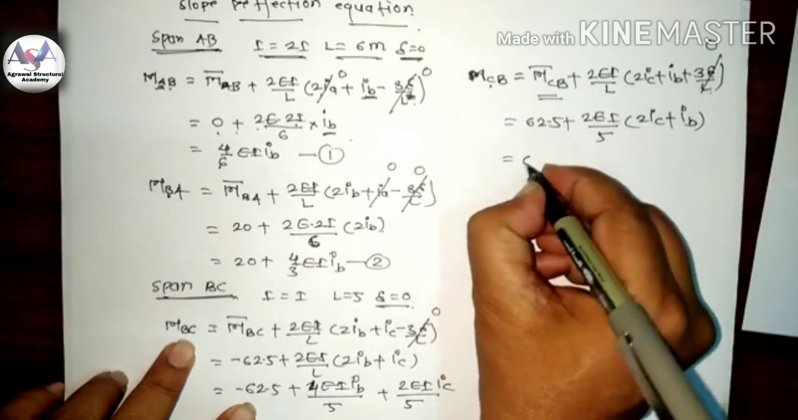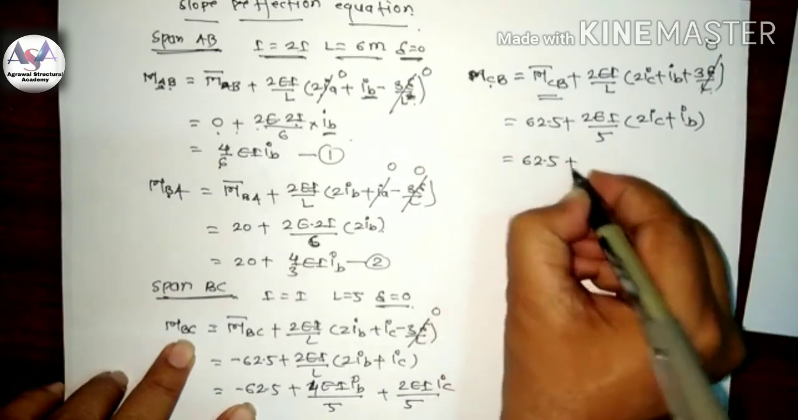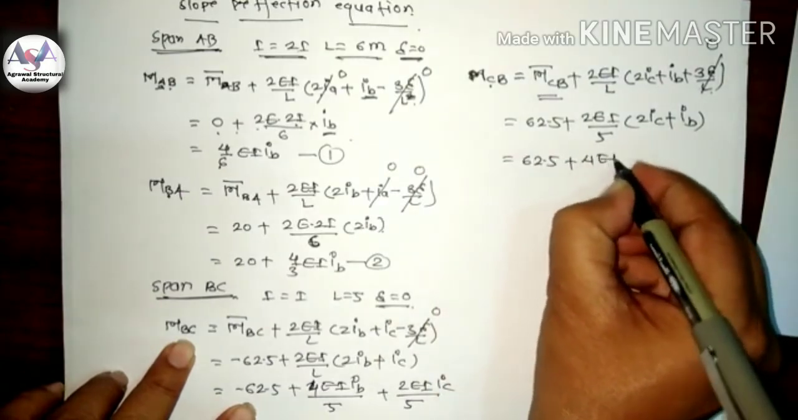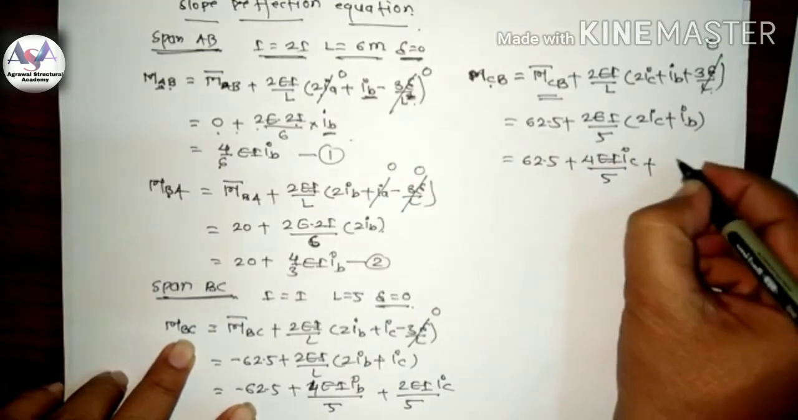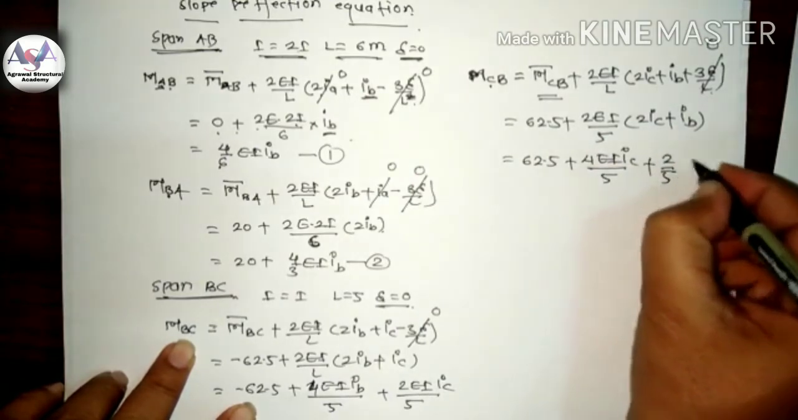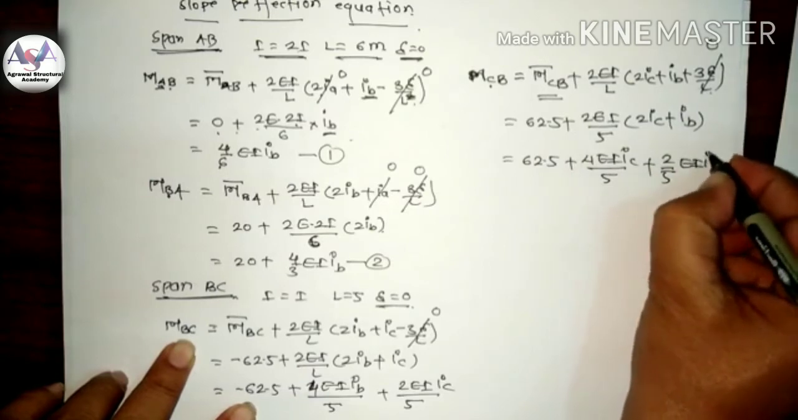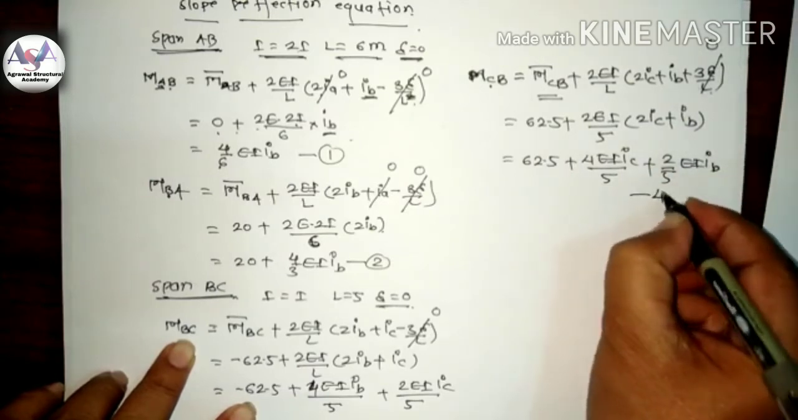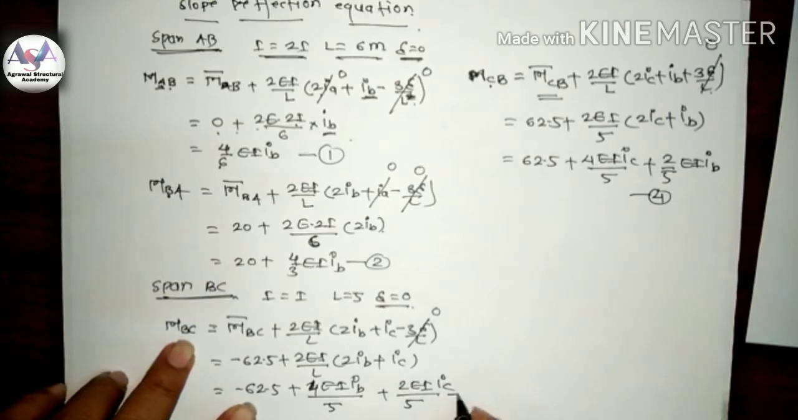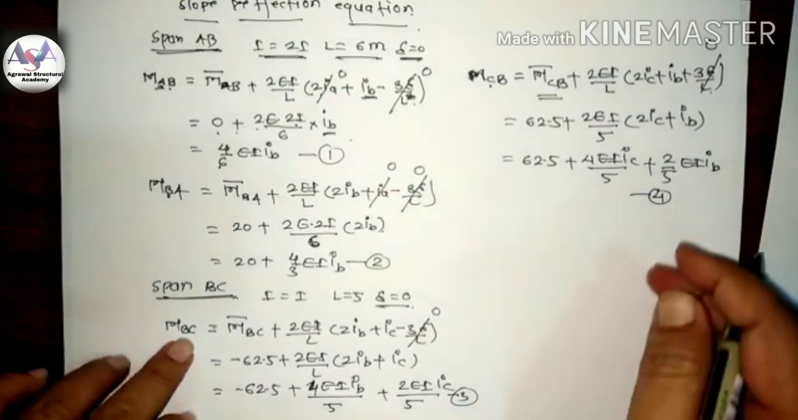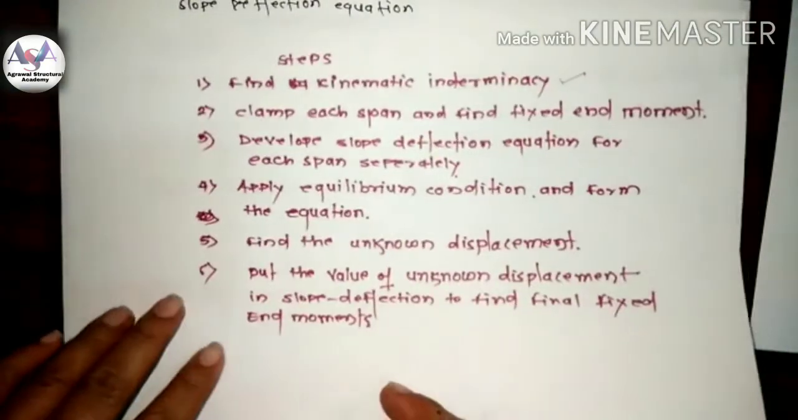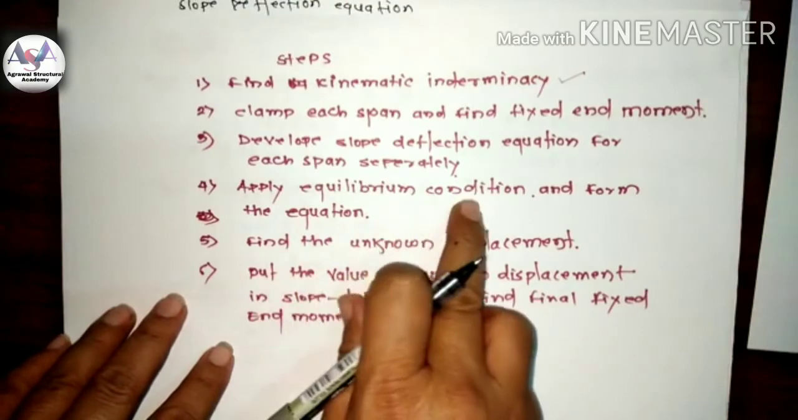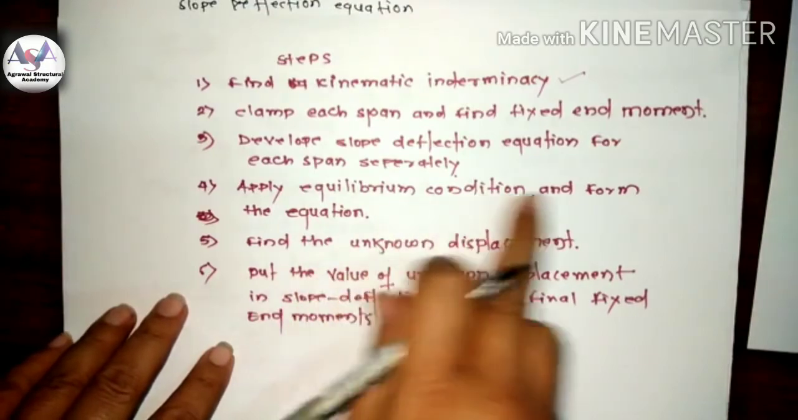So this becomes 62.5 plus 4 EIθC plus 2 by 5. So this is equation number 4, and give this as equation number 3. So we got 1, 2, 3 and 4 equations. Then the next step, the fourth step, is to apply the equilibrium conditions and form the equation.